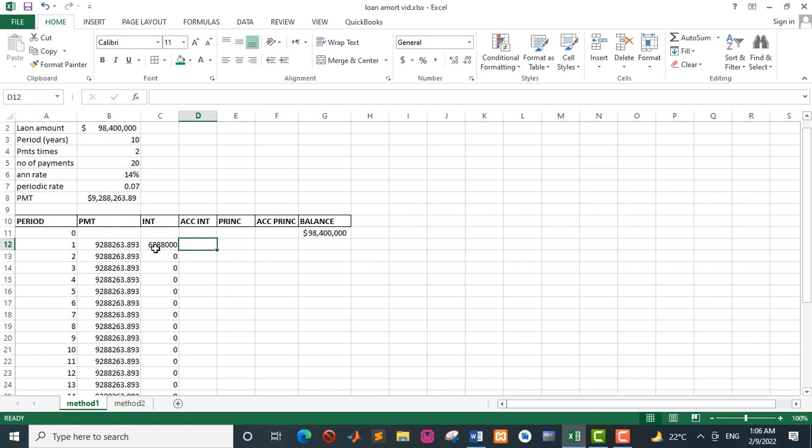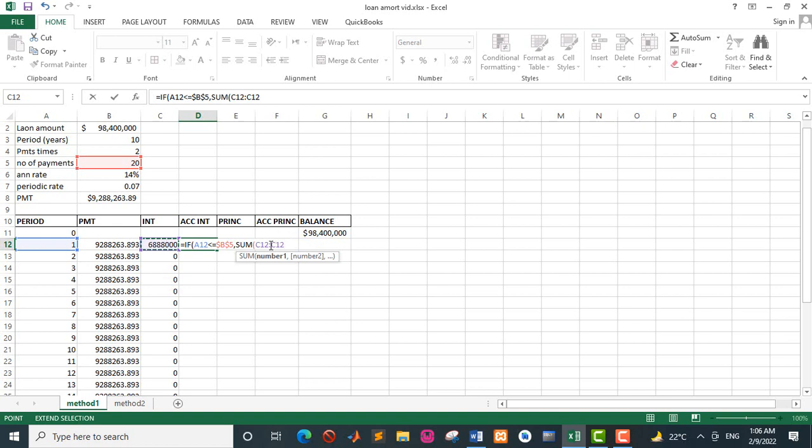Now I want to accumulate this particular interest so that we know how much we have paid so far. So you put the equal sign and say that if the period starting from 1 is less than or equal to 20, we fix it. What should happen is that we sum. So SUM, then click on the first value of interest, then the colon, it will replicate the cell. Then you click on the very first cell, fix it, close the bracket, and end the process.